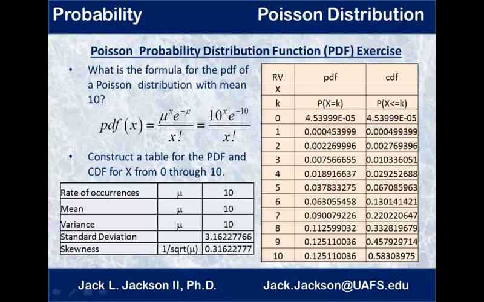The rate of occurrences is 10 per unit on average, and that's the mean, so that's mu. And the variance is also 10 as well. Of course, the standard deviation is the square root of 10, which is approximately 3.16. And it turns out the skewness is 1 over the square root of mu, so that is 1 over the square root of 10, or approximately 0.316. So it's almost symmetric. It's a little skewed to the right with that infinite tail going out to the right, but it's fairly close to symmetric as well.